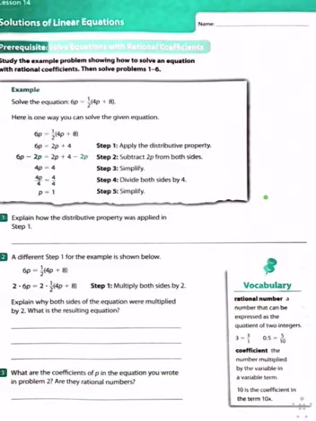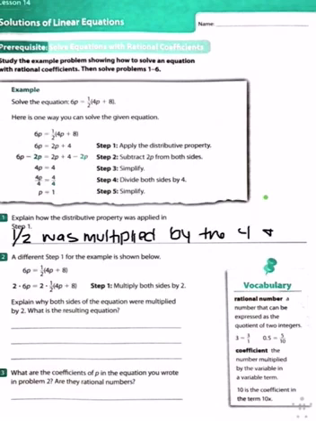Number 1, explain how the distributive property was applied in step 1. 1/2 was multiplied by the 4 and 8 in the parentheses. Distributive property means multiply, and you multiply both numbers, 4 and 8.